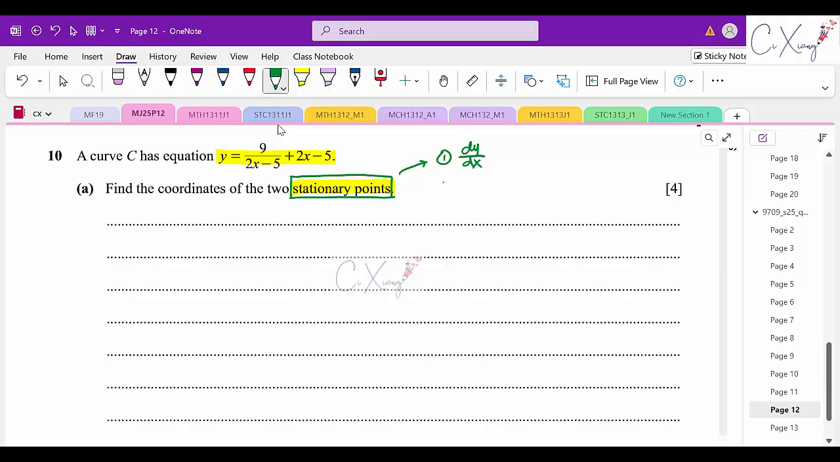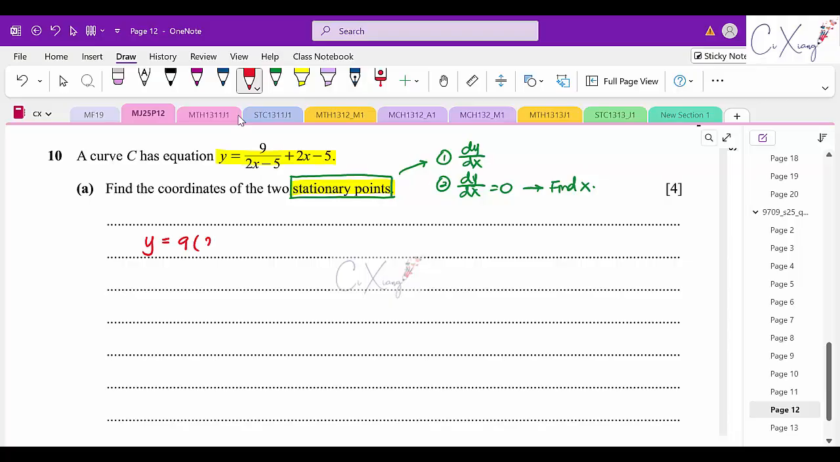Then after that, you have to let dy/dx equal to 0 and find the x. After you find the x coordinate, then basically you can find the y coordinate as well, right? Okay, so let's start. I'm having y equals to 9.